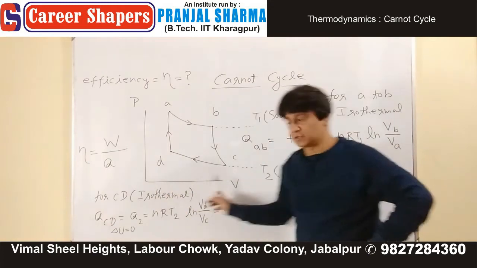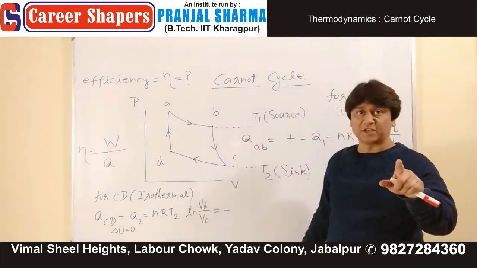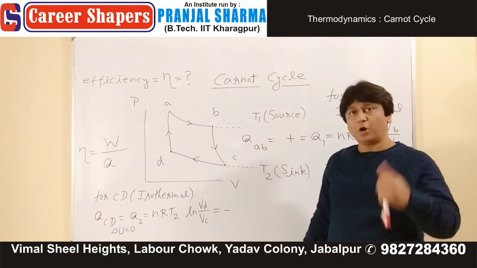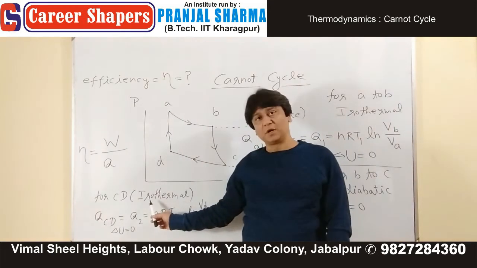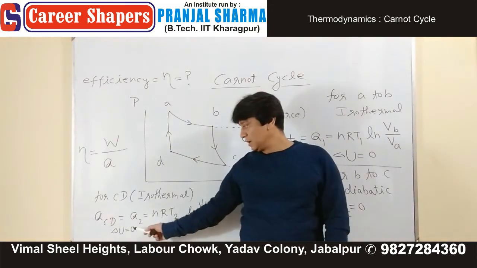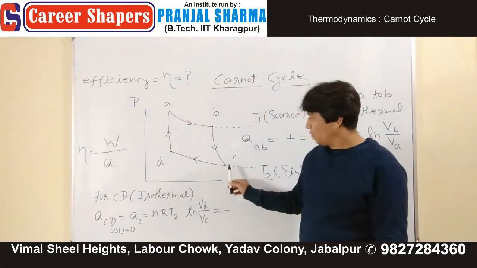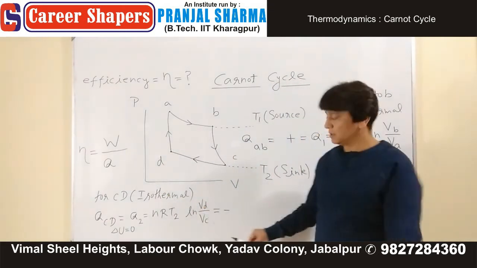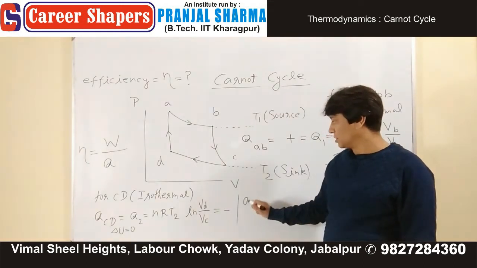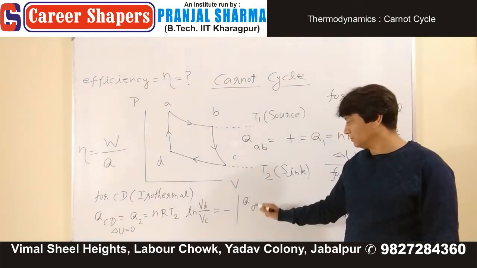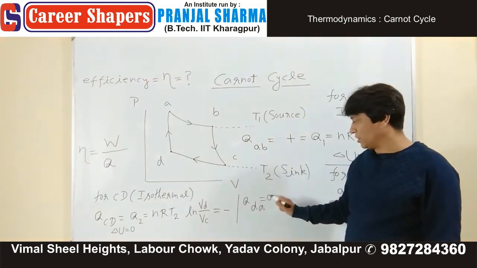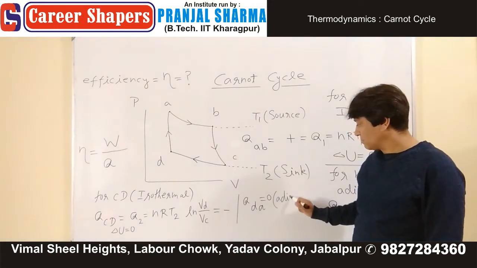This is the volume axis. So this VD upon VC is less than 1. Log of a number which is less than 1 is always negative. Or you can say that for an isothermal component, your heat supplied is equal to work, delta U being 0. When volume decreases, work is always negative. And finally, your Q from D to A is 0, because this is also an adiabatic component.